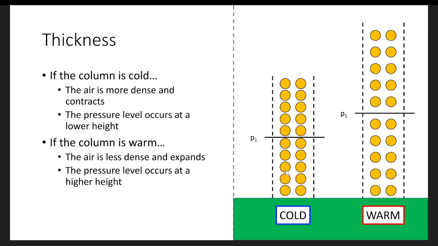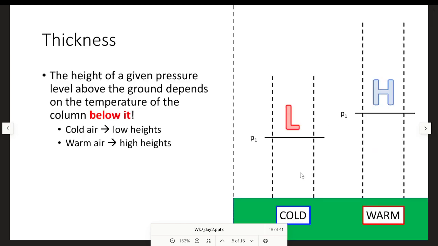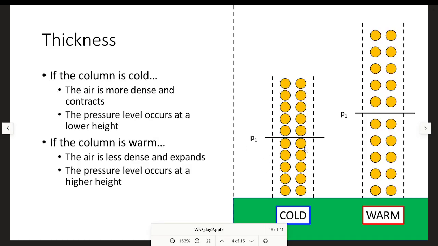But if they're warm, they have a lot of energy to move. And so we have higher heights because they push each other around and expand this height level. So on a warm surface, the pressure level will increase in height. The height of a given pressure level above the ground depends on the temperature of the column below it. It's not the temperature above it that matters. It's the temperature below it.